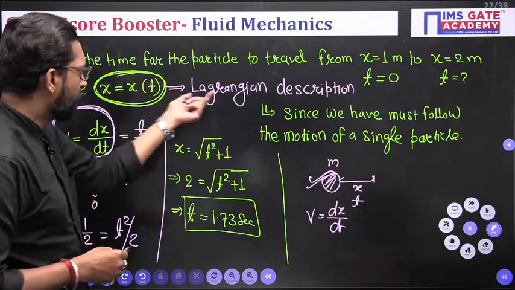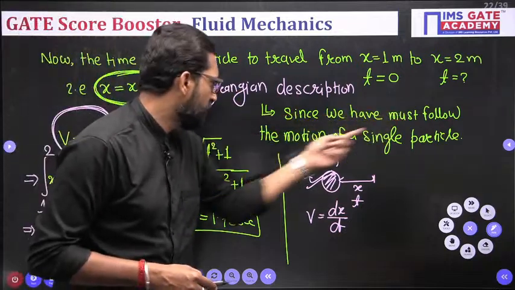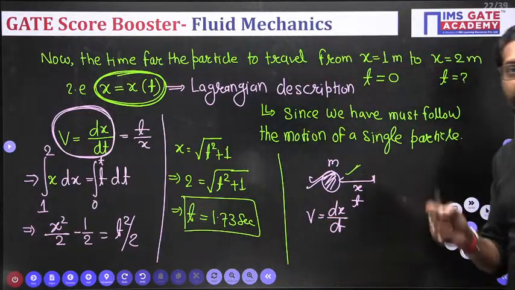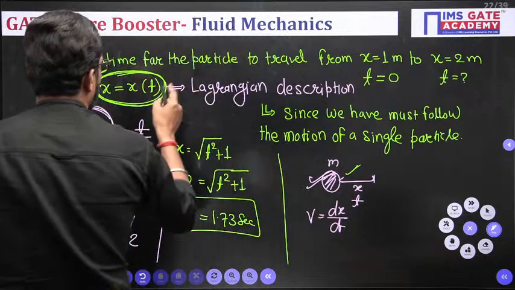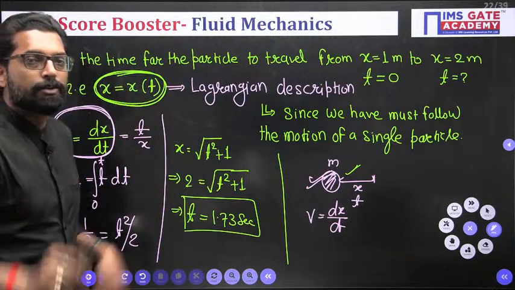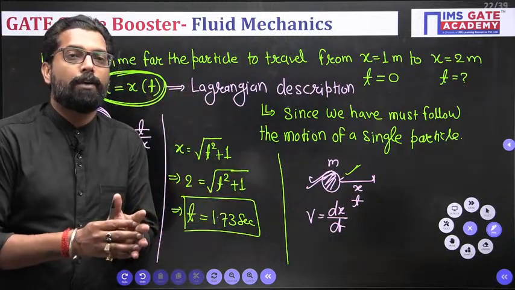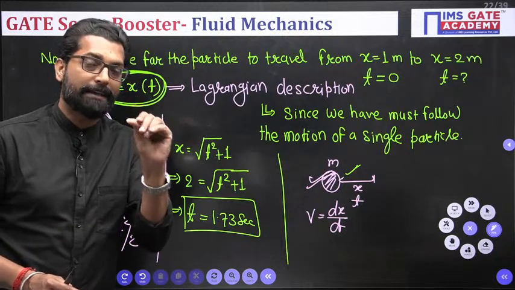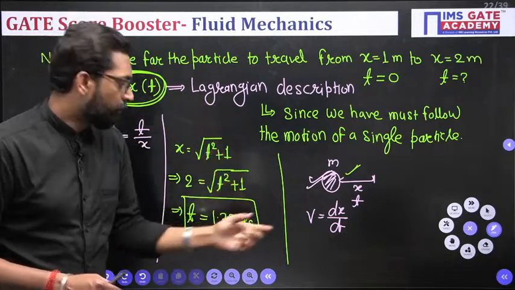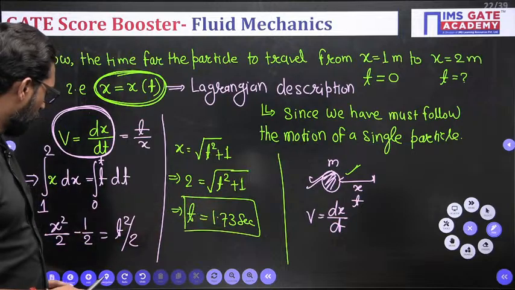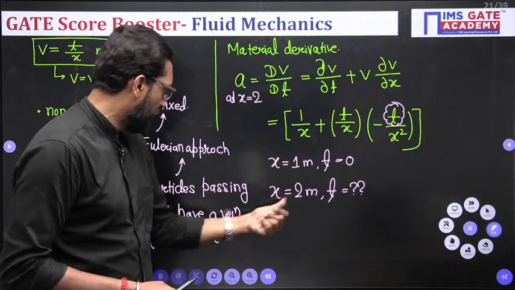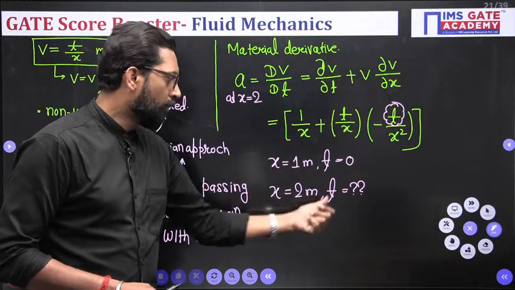That means we have to take a Lagrangian description, since we must follow the motion of a single fluid particle. So be careful, in this question we have to take a single particle and derive this equation. We have to find the acceleration of that particle. For the acceleration of the particle, we have to find the time, because this derivative needs a time. So we have to find the time when the particle is at 2 meters.